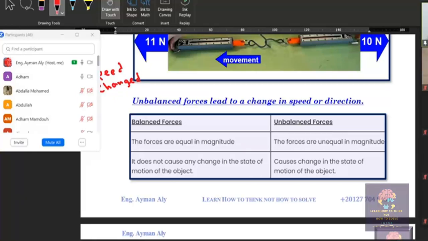Are you with me, people? Hannah, with an unbalanced force, what will happen in the body? It will cause a change in state. Speed changes. Speed changes will generate what? Will generate acceleration.